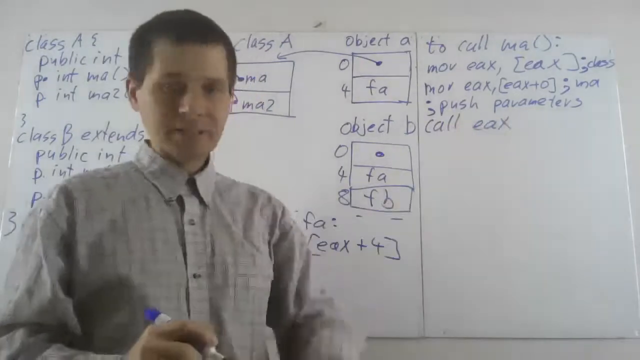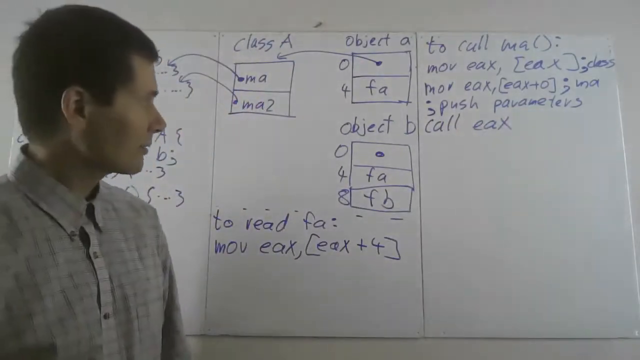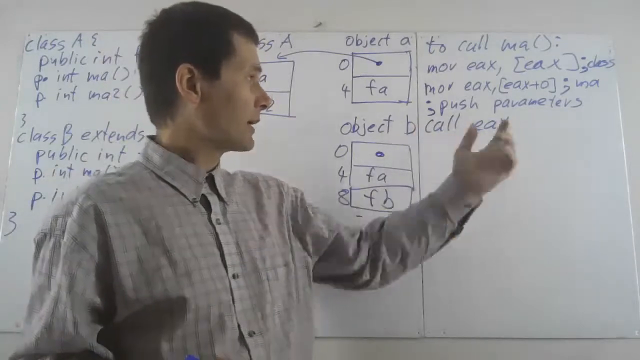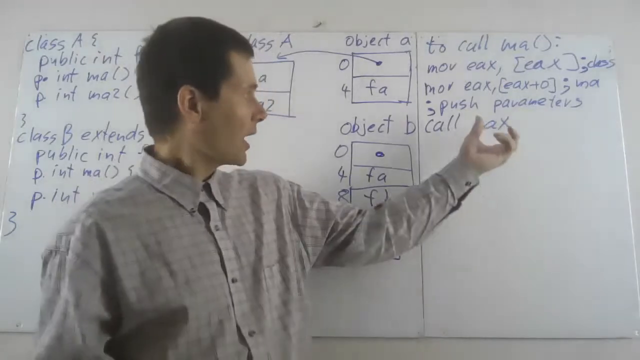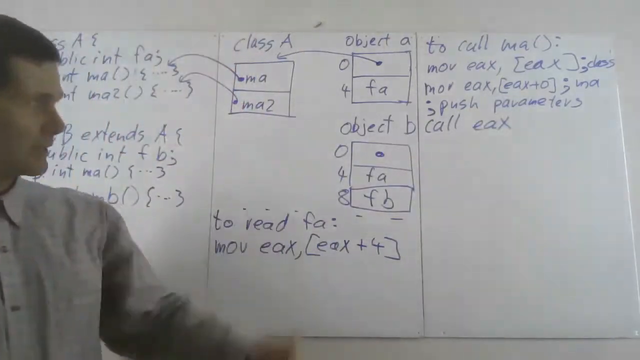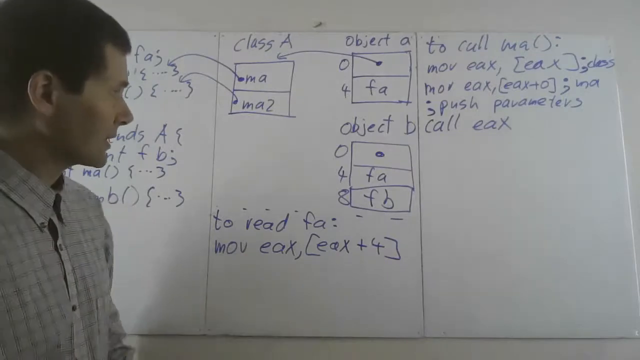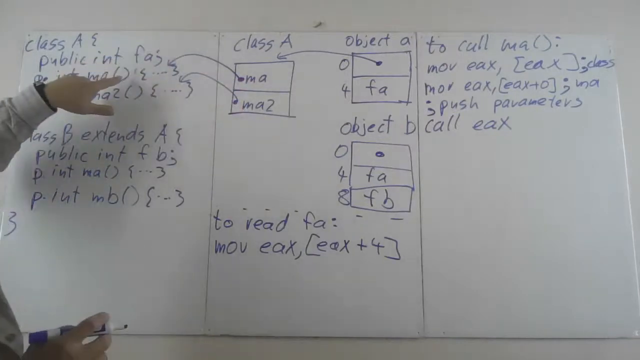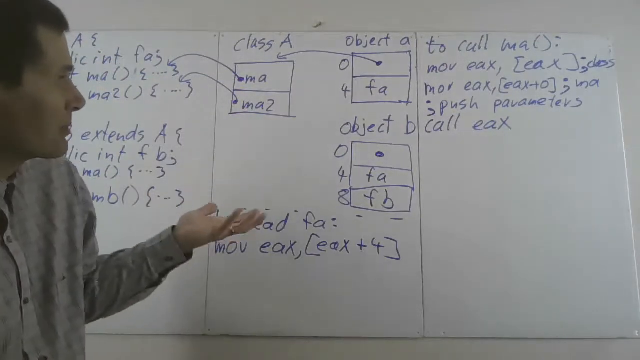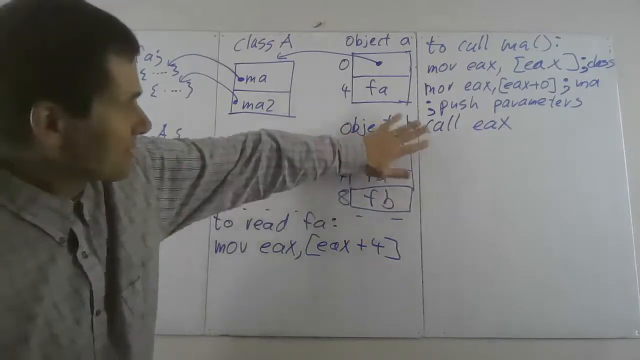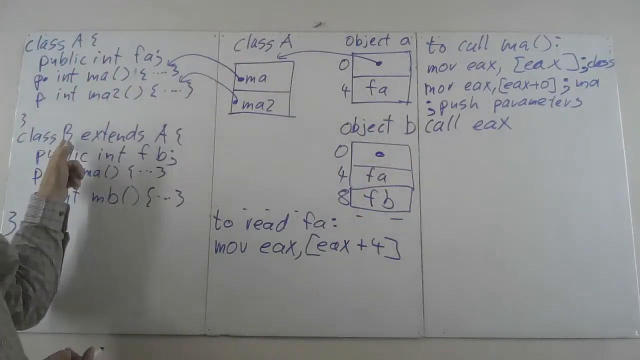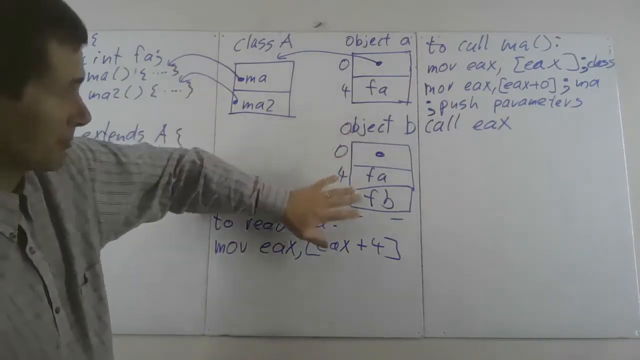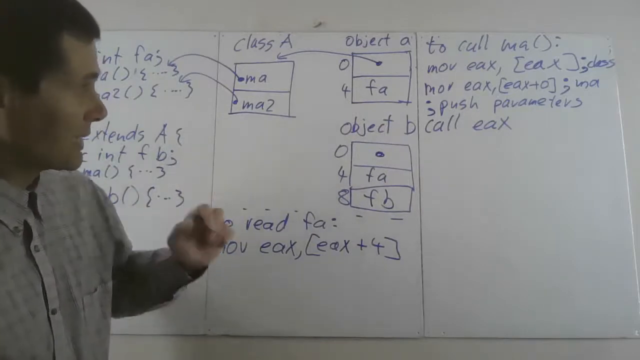So here EAX is... Before, we had a call instruction where you were calling a constant address, but you can also call a register, and so this will transfer control to whatever address is in that register EAX. Okay, so that's going to call method MA, and now we want to make sure that if I have this object B, of class B, and B extends A, I should be able to call method MA on it as well.